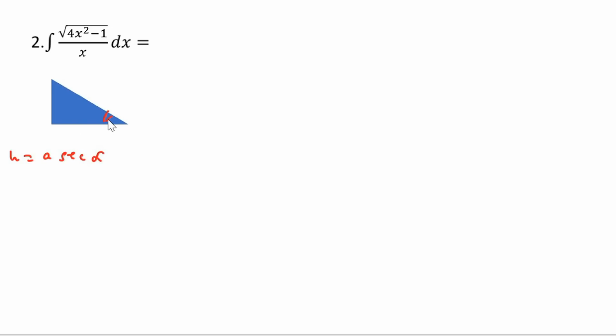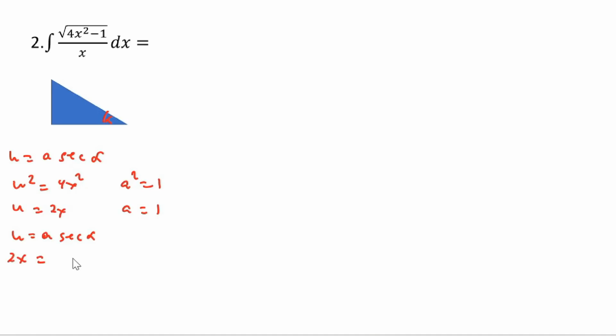So if this is now my alpha here, u squared equals 4x squared, then a squared equals 1. Therefore, u equals the square root of this. We have 2x, and a is the square root of 1, which is just 1. Then I'm going to define now u equal to 2x and a equals 1. So u is equal to a secant of alpha. But u equals 2x, so I write 2x is equal to 1 times secant alpha, or just secant of alpha.